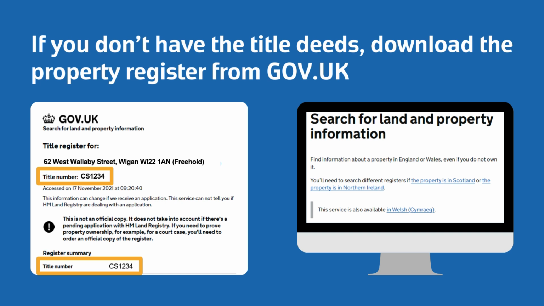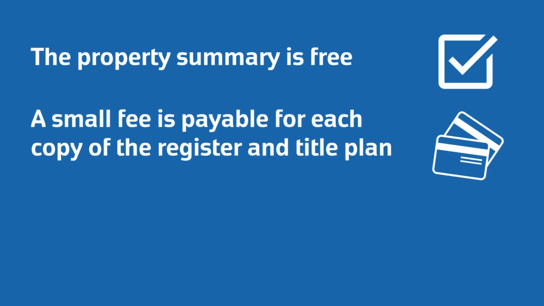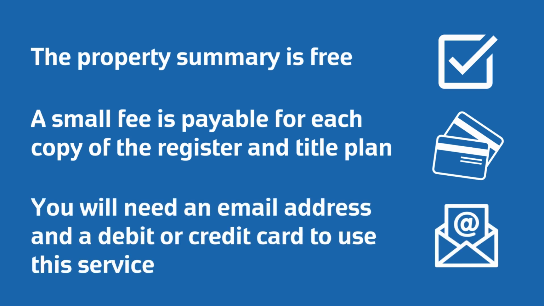If you don't have the title deeds, the quickest and cheapest way to find your title number is to view or download a copy of the register using our Search for Land and Property Information service, available on gov.uk. The property summary is free, and a small fee is payable for each copy of the register and title plan. You will need an email address and a debit or credit card to use this service.